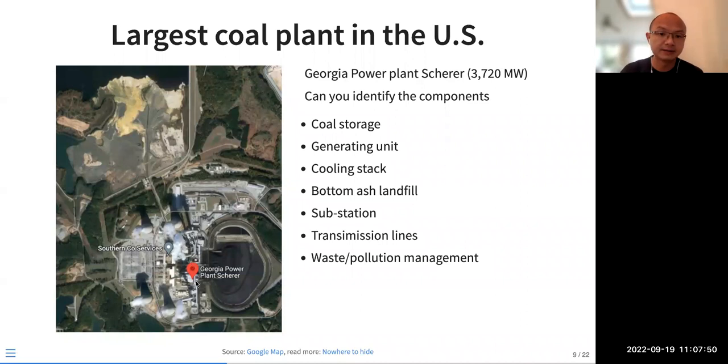The generating units, as you can see here, and the cooling stack, which has the steam coming out. Bottom ash landfill: after combustion, coal has ashes, right? Through the belt, it is transported to the ash landfill. Substation, as you can see here: the electricity is transmitted, and the voltage is raised in the substation and sent through the transmission lines.